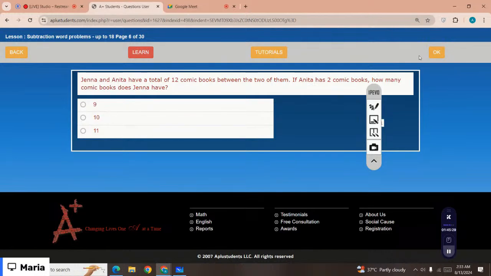The correct option is 12 take away 2 is 10. So the correct option is again 10. Okay, you can complete the lesson by yourself later today. Let me just move on to the next lesson.